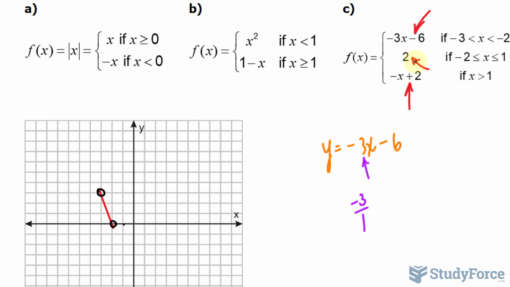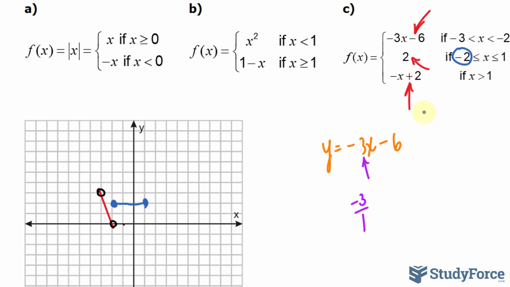As mentioned earlier, y equals 2 will be a horizontal line crossing the y-axis at 2, between negative 2 and 1, and it has to be negative 2 because we have x greater than or equal to negative 2 and less than or equal to 1. So this is 1, 2. We'll have a line that extends from negative 2 to positive 1. Notice the solid circles as opposed to the hollow ones we used earlier.